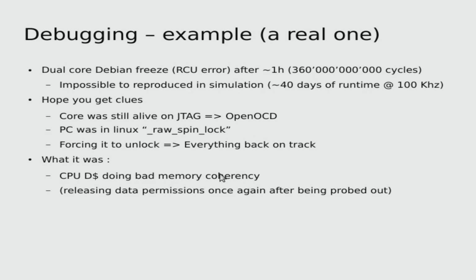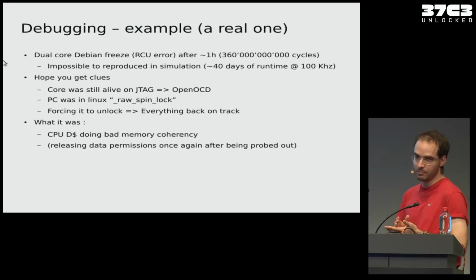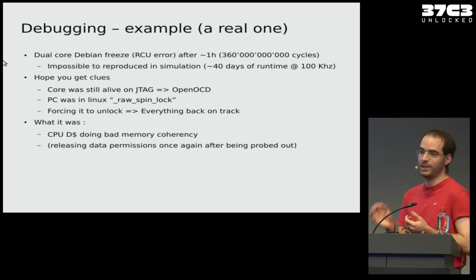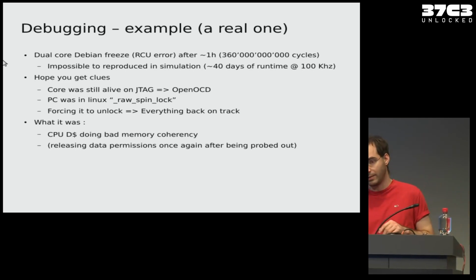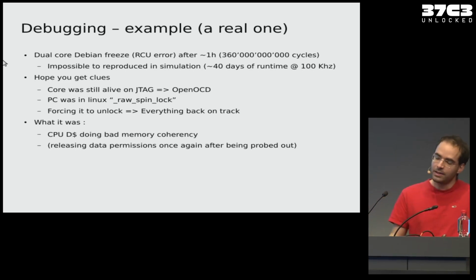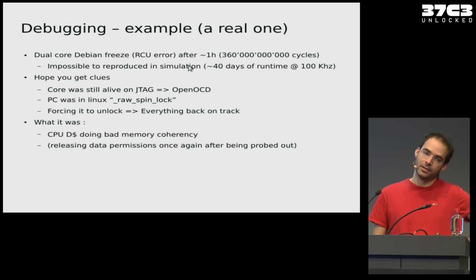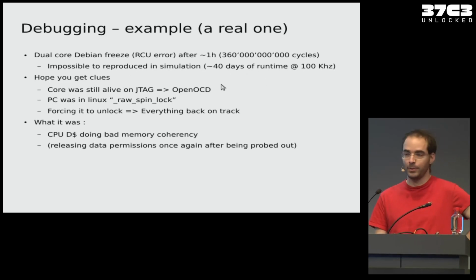And so here is a real example of what happened. I had a dual-core Debian running well for 1 hour, and then I had an RCU freeze. That means that one of the cores was freezing. And 1 hour of runtime to get a hardware bug is really scary, because it means it had to wait 360 billion cycles before triggering the bug, while it was running Debian, which is really running a lot of software. I had a lot of software running around in the CPU, and I had to wait that long for the bug to happen. So it's impossible to run it in simulation, because it would be 40 days of simulation waiting for eventually a bug to happen.